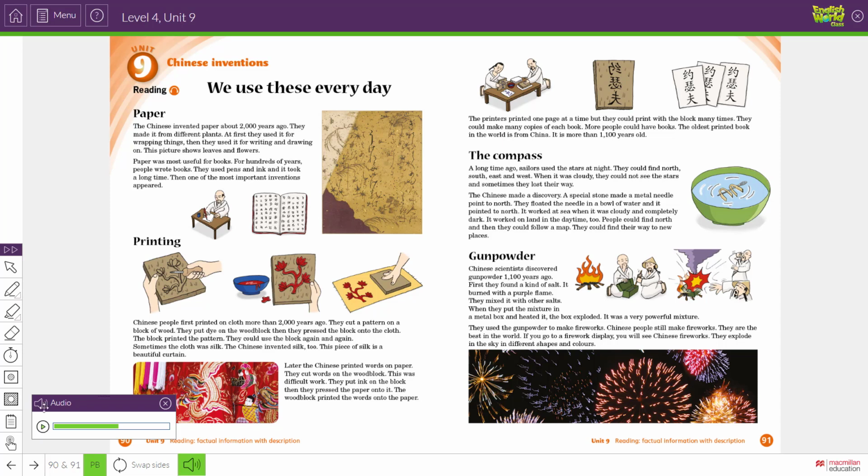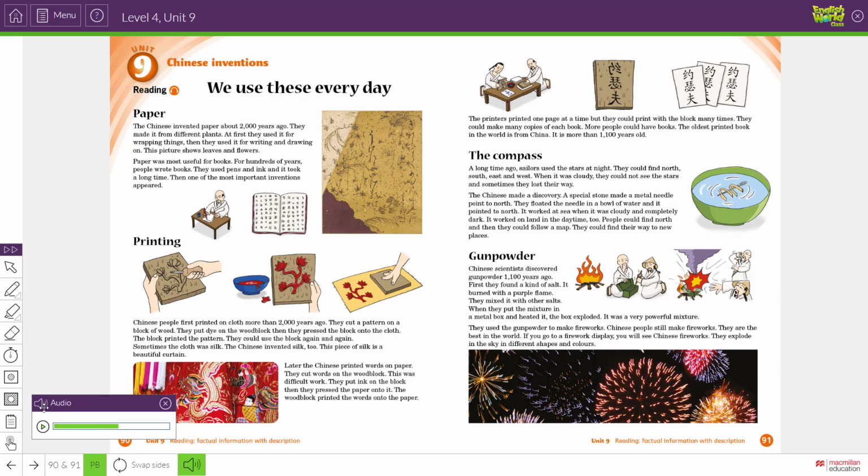Okay, who can tell me what's the answer for the first question? My first question is, what did the Chinese first print on? The answer is cloth.